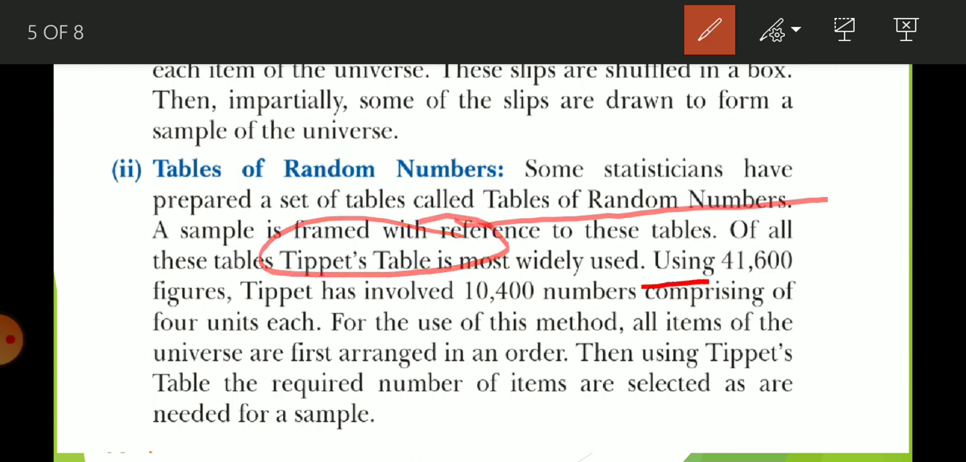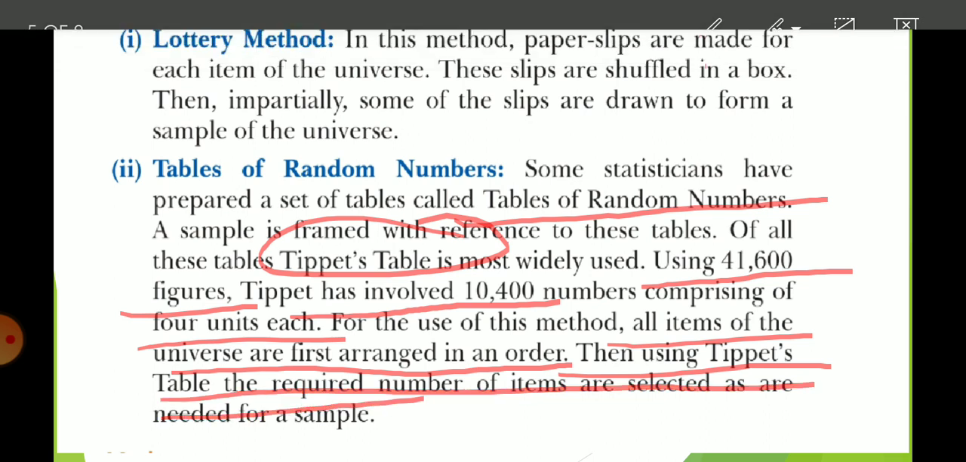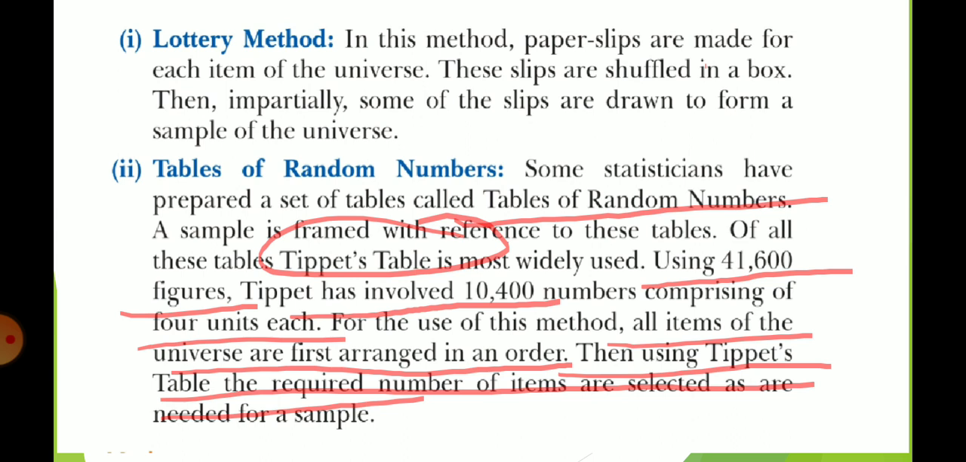It has 41,600 figures. Tippett has involved 10,400 numbers comprising 4 digits each. For the use of this method, all items of the universe are first arranged in an order, then the Tippett table is used, and then the required number of items needed for the sample are selected. You can understand this method, tables of random numbers, with an example on the further slide.